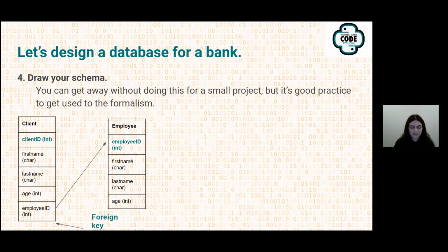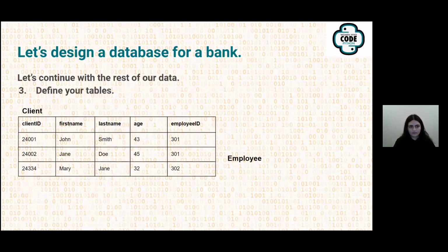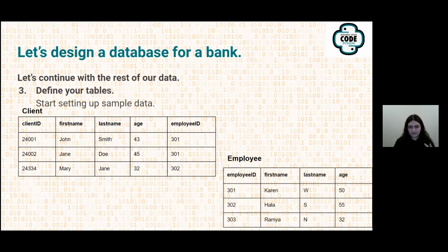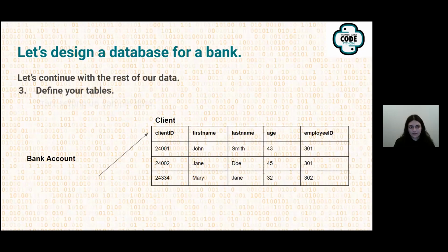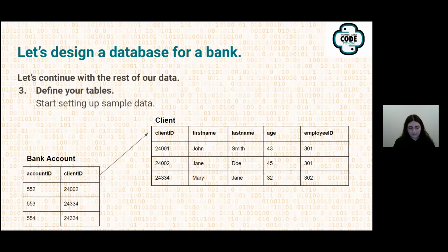So we said we have a credit card and a bank account. Okay, I may have pasted this too many times. So this is the one we were talking about before, the client and the employee, and we said this is the foreign key. And now we have the bank account, the rest of our data. The bank account looks like this. It has the account ID and the client ID.